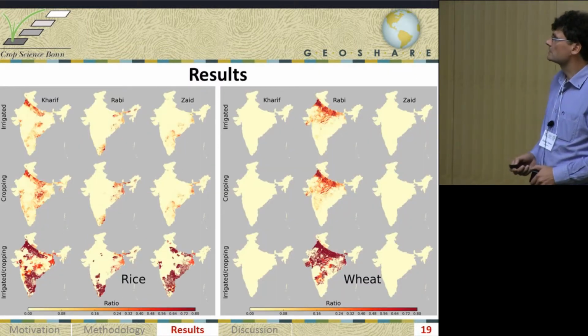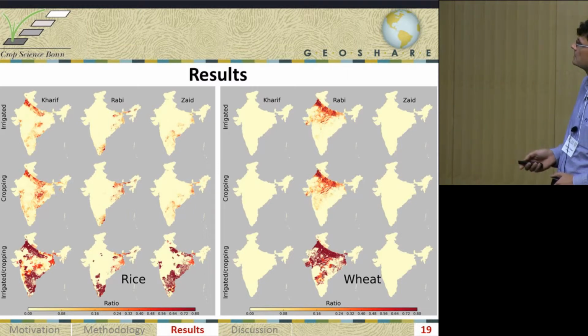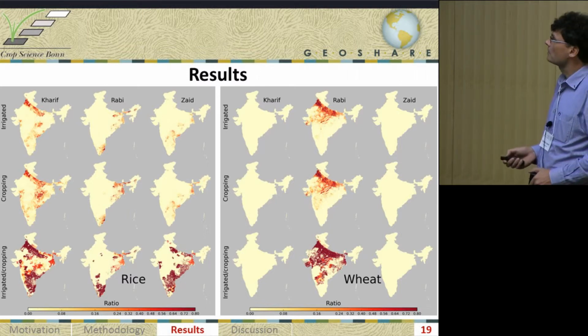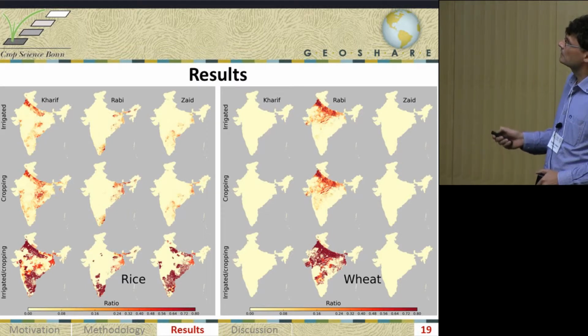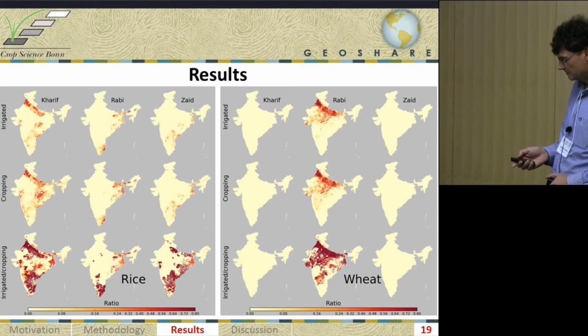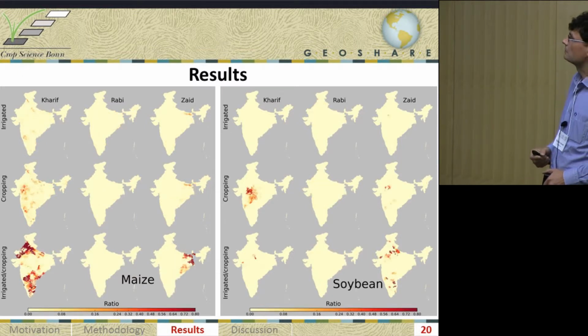Here we have 2 crops and the seasons, and again the irrigation, cropping, and the ratio of both. And as you can see here, there's a big difference between the pattern for rice and wheat, for example. And this is for maize and soybean. We have seen already before in soybean we have the major growing area here in the central part of India, but as you can see here, there is very little irrigation, and it's also in the Kharif or Zaid seasons.